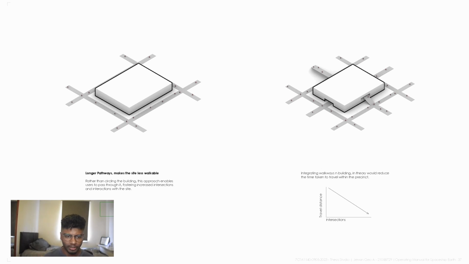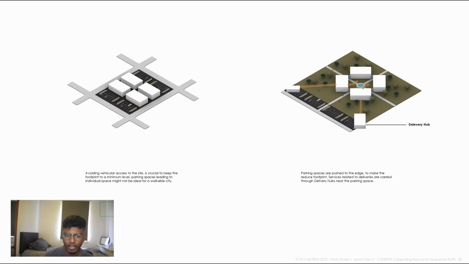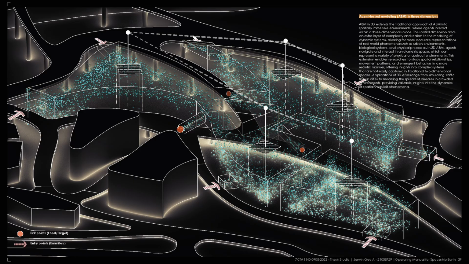The more the intersections are, the less the travel distance is. That's the graph. Another strategy is, let's push all the parking spaces to the edge, and we'll use delivery hubs for services and not allow trucks and other vehicular access to the building, making it less intrusive. Now here's an interesting part.